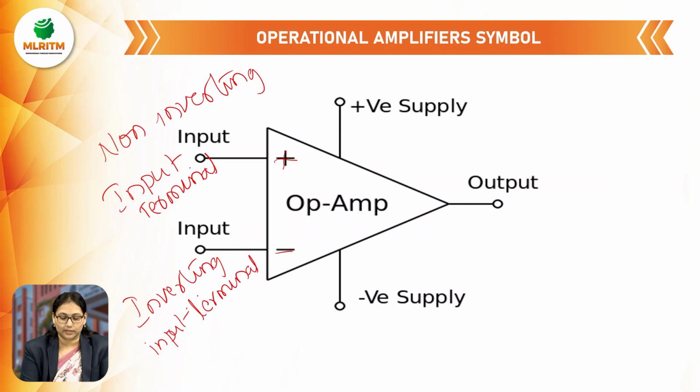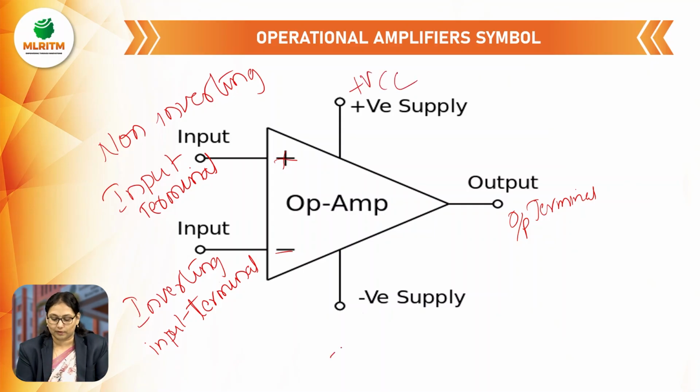So the operational amplifier has 5 terminals. The first one is the non-inverting input terminal, the second one is the inverting input terminal, and we have the output terminal here. Next, here we have the positive power supply and the negative power supply. The positive power supply is plus VCC and the negative power supply is minus VCC. This is the symbol for the operational amplifier. It has 2 input terminals and 1 output terminal, the non-inverting input terminal and inverting input terminal, with power supplies plus VCC and minus VCC.